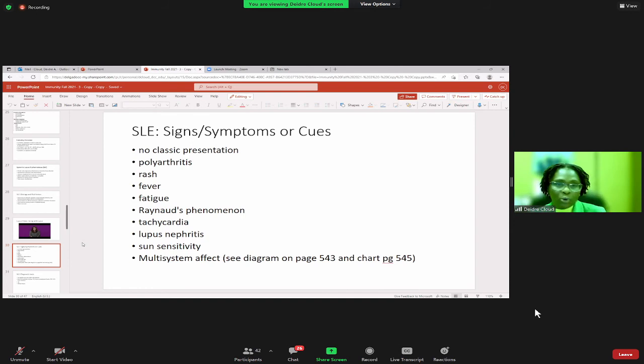But there's really no classic presentation. Again, that makes it harder to diagnose. But just know your signs and symptoms. And they also have anemia and hair loss too. I didn't put those up there.